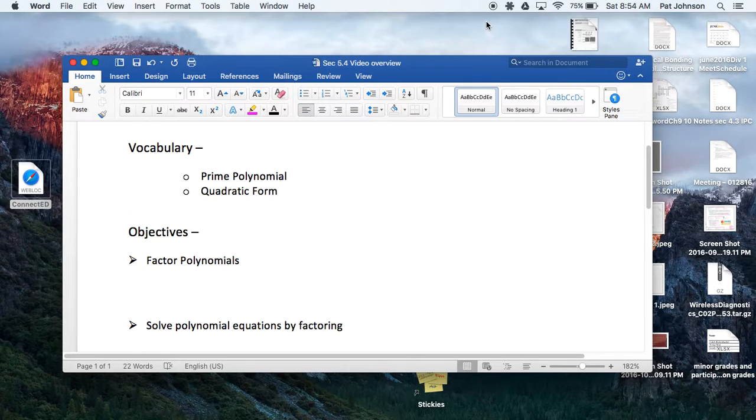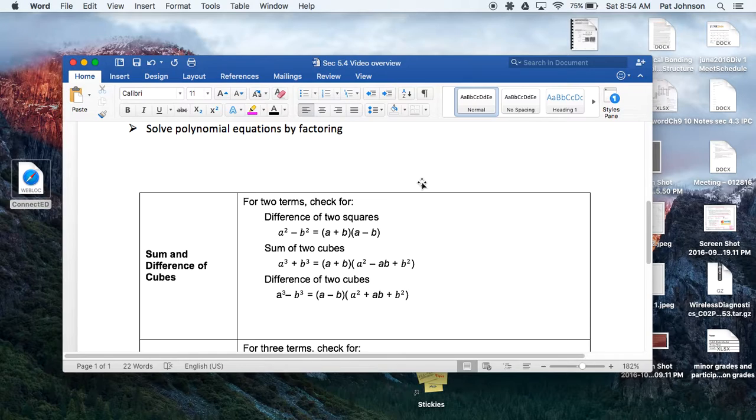For instance, on page 342, you look at the key concepts, and we have the sum and difference of cubes. So basically, we've learned the difference of two squares, a squared minus b squared. That's simply a plus b times a minus b. Now, the two new ones we're learning are the sum of two cubes, which means you have a degree of 3, perfect cubes, and the difference of two cubes.